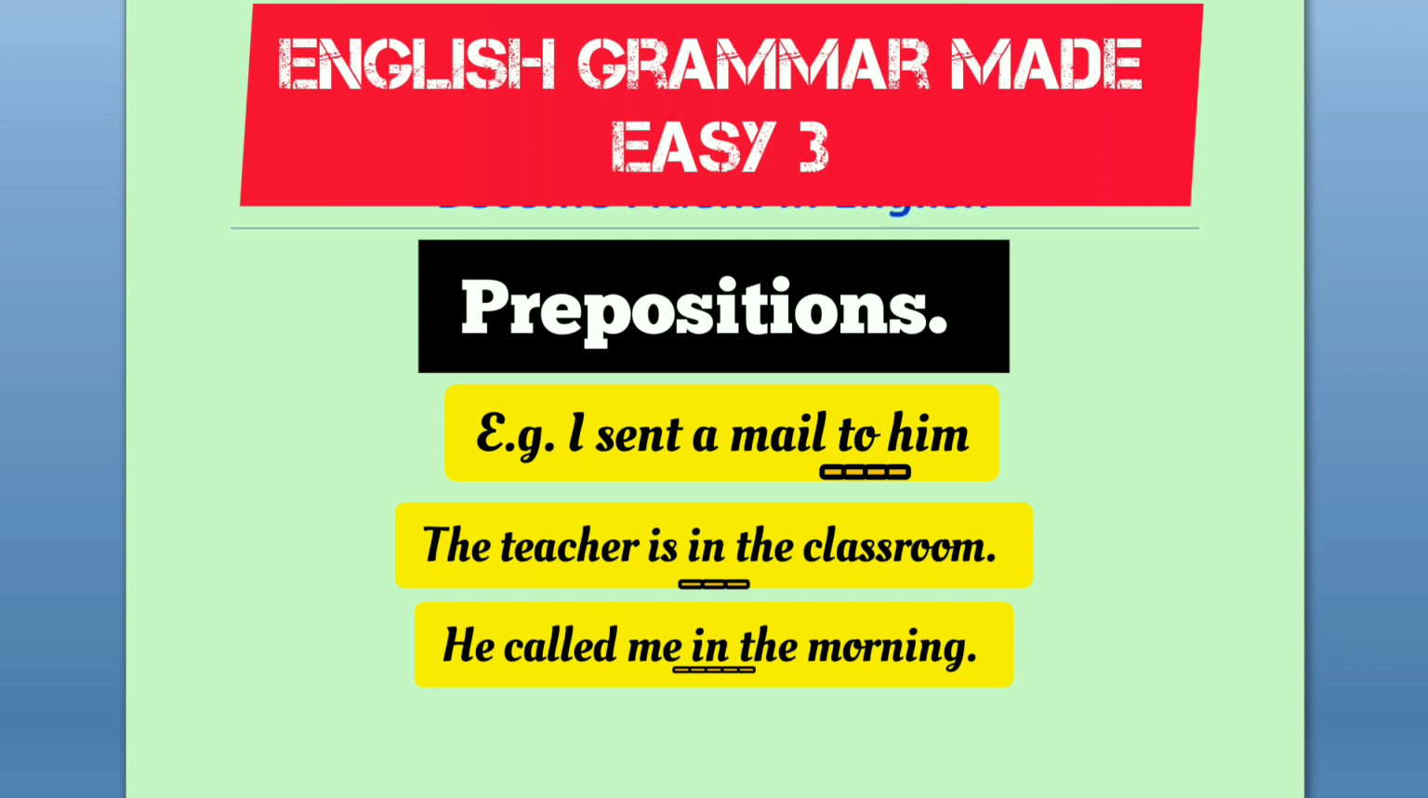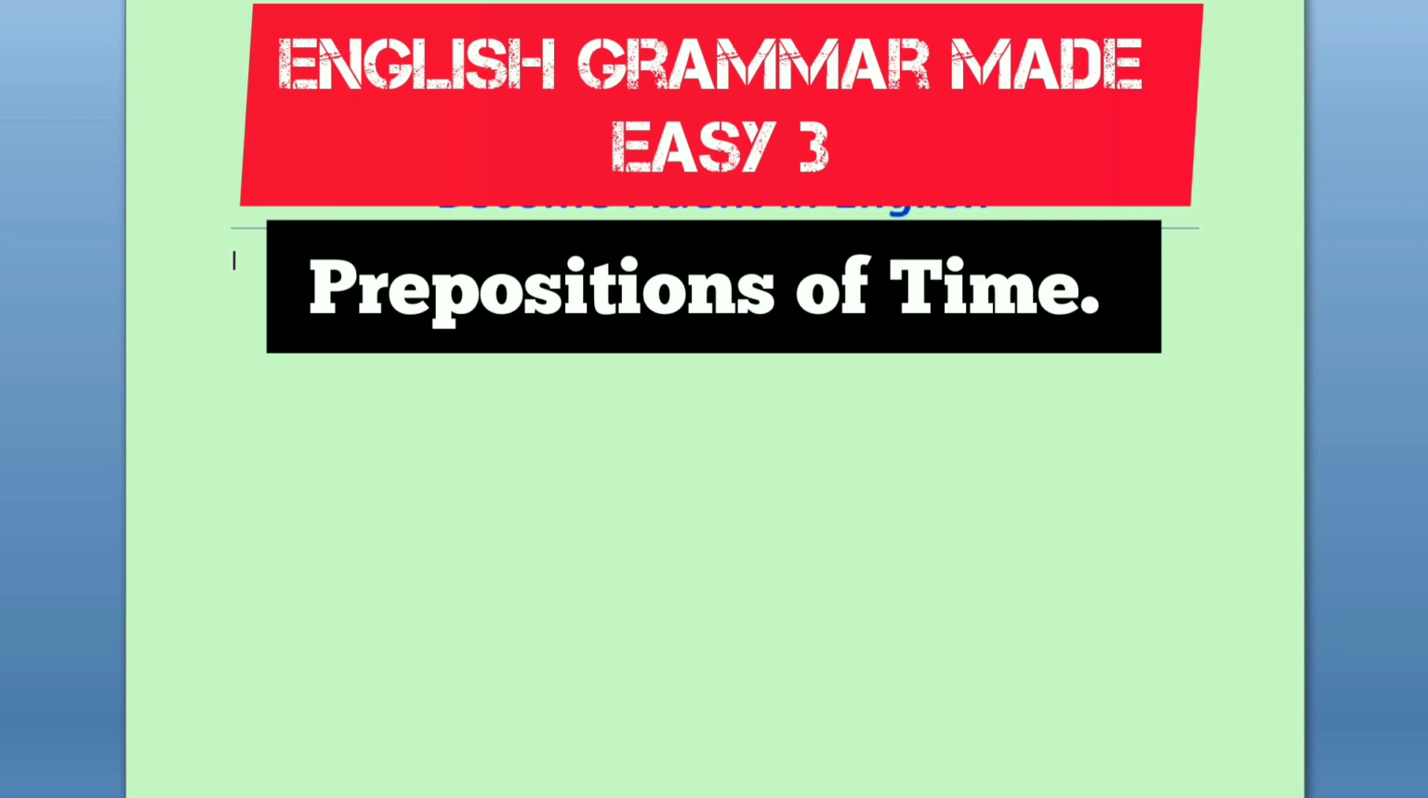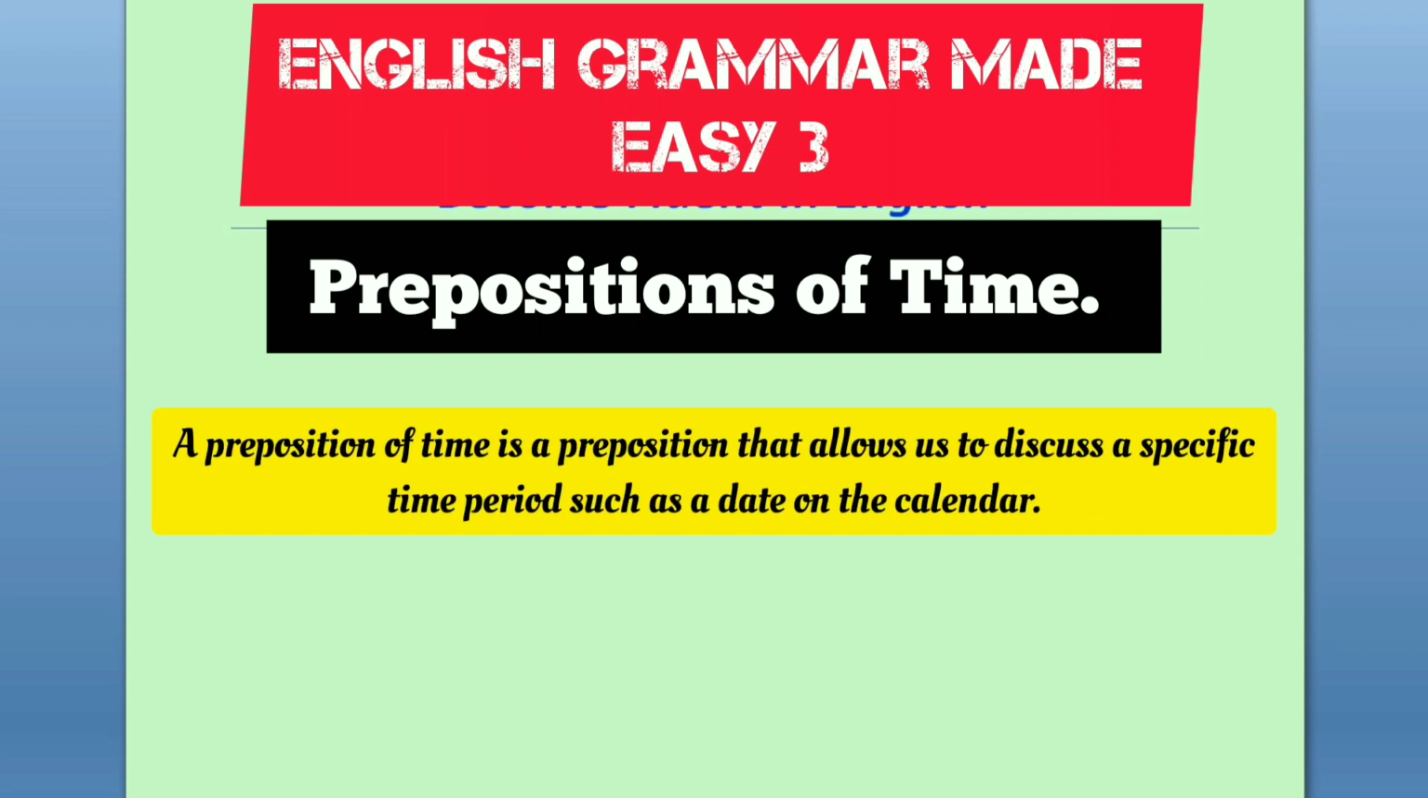So without further ado, let's go ahead and discuss today's topic, that is, prepositions of time. Before that, let me quickly tell you what exactly a preposition of time is. As you see, friends, a brief definition is given. A preposition of time is a preposition that allows us to discuss a specific time period, especially a date. It tells us about a particular period, something that happened and when it happened.